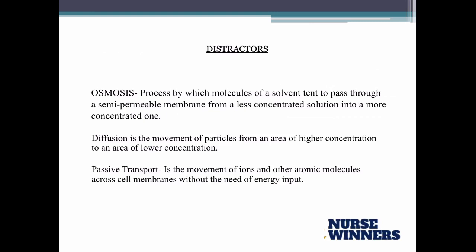Distractors. Osmosis. It is a process by which molecules of a solvent tend to pass through a semi-permeable membrane from a less concentrated solution into a more concentrated one. Diffusion is the movement of particles from an area of higher concentration to an area of lower concentration. Passive transport. It is the movement of ions and other atomic molecules across cell membranes without the need of energy input.